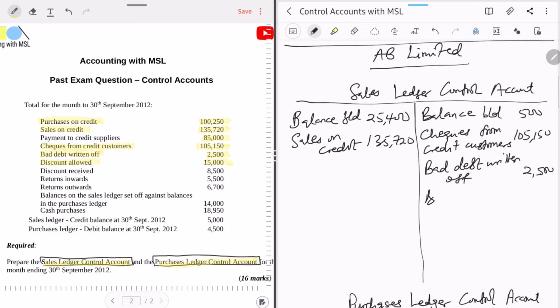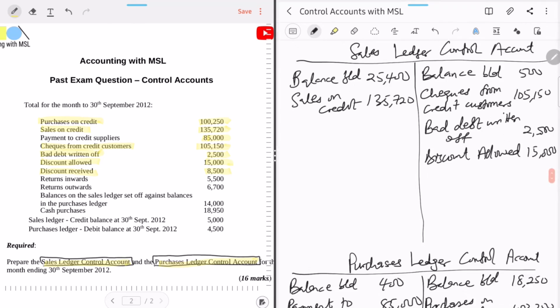So discount allowed will come to the credit side here. What's the figure? 15,000. The next is discount received. Remember I told you discount received is what? It's income. So if discount received is income, it means I'll credit discount received.